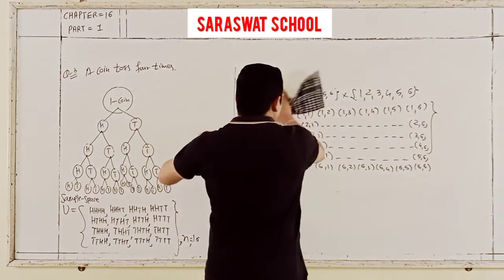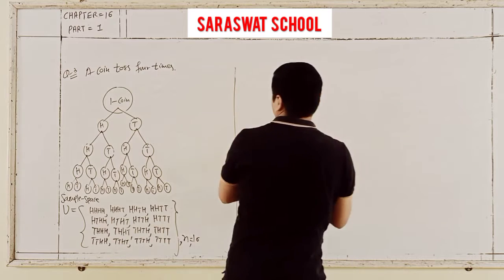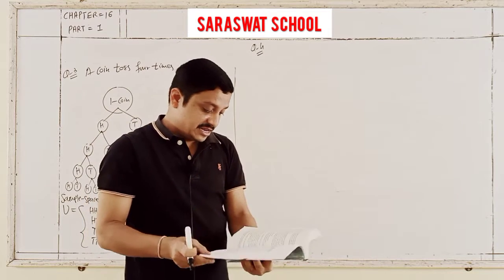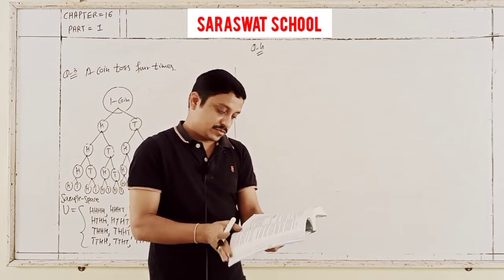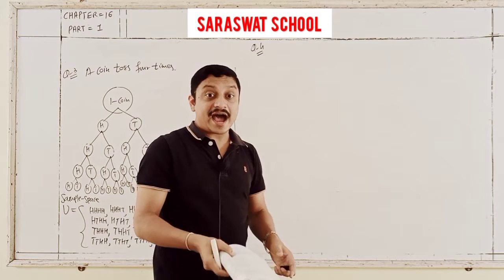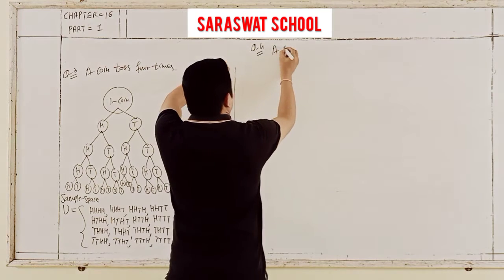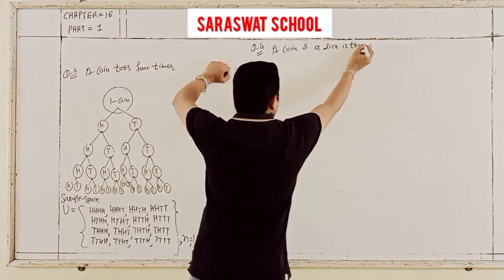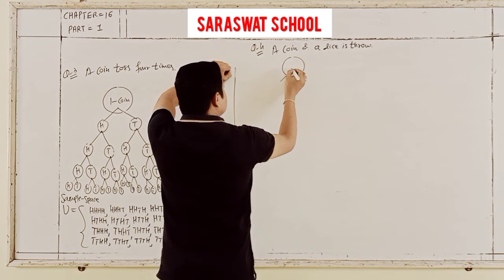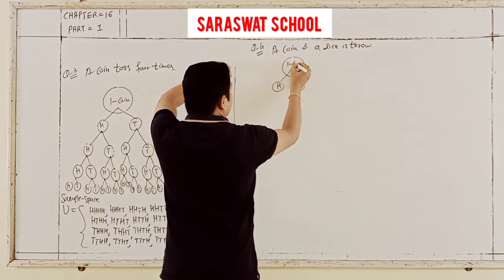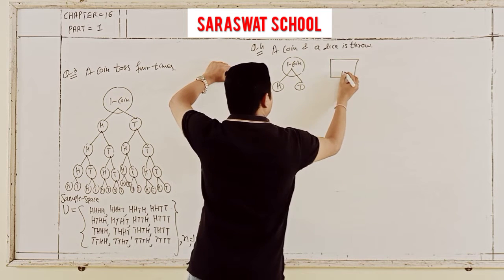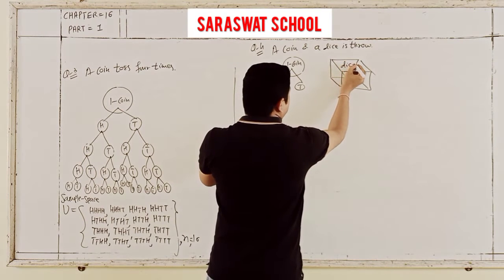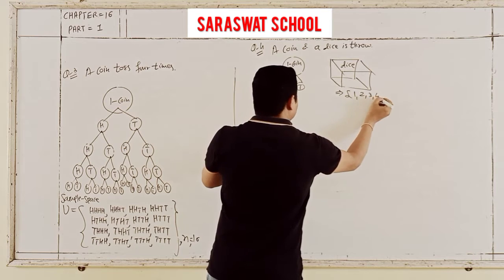Now continue with question number 4. Very easy. The fourth question is asked in a similar way. A coin is tossed and a die is thrown. One coin, you know, has head and tail. And a dice also, you know, has numbers 1 to 6: 1, 2, 3, 4, 5, 6.